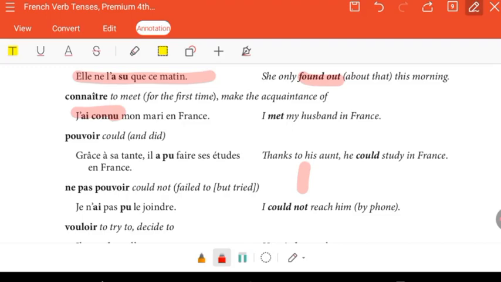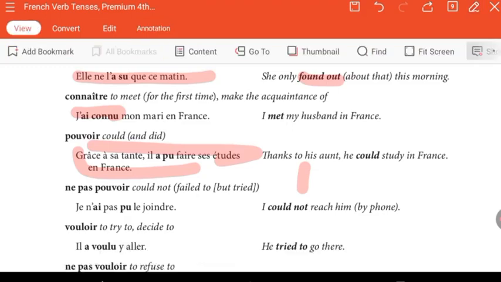Pouvoir, instead of to be able, that means could. You get it now. Ne pas pouvoir means failed. Now you say, okay, I failed to do something. You're gonna say, okay, je n'ai pas pu, je n'ai pas pu le joindre. I could not reach him.